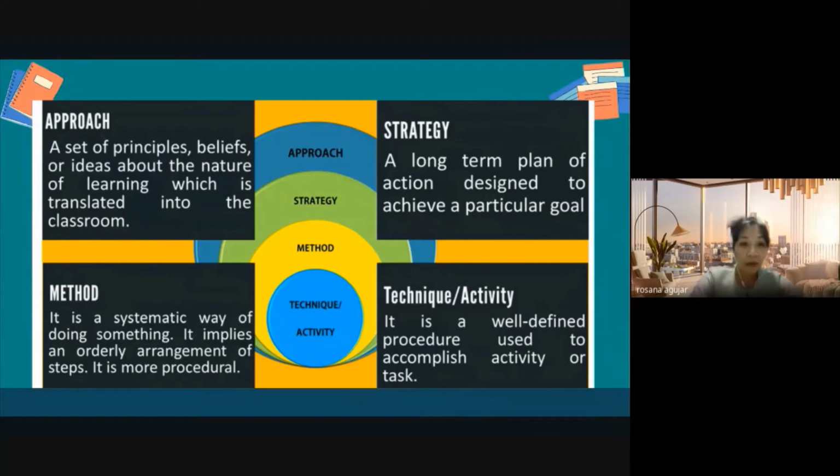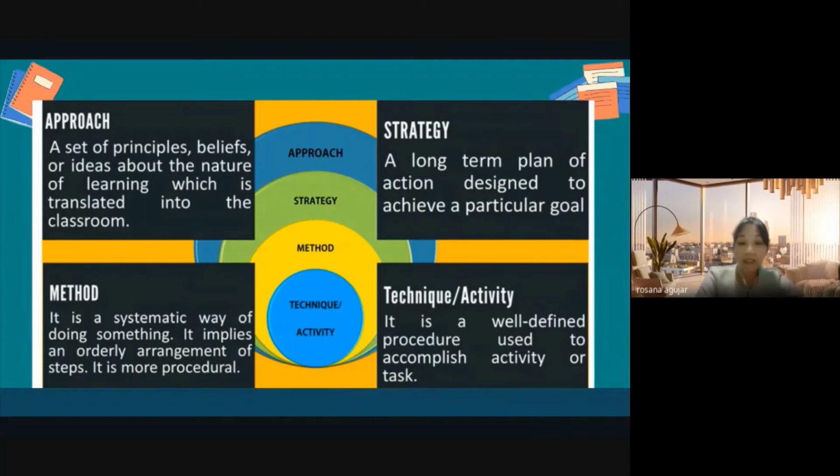When you say approach, it is a set of principles, beliefs, or ideas about the nature of learning which is translated into the classroom. One example of the approach is the Constructivist Approach, which is the learner-centered approach. Then when it comes to strategy, it is a long-term plan of action designed to achieve a particular goal.